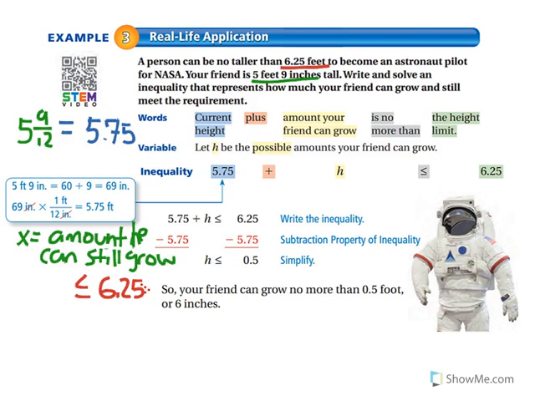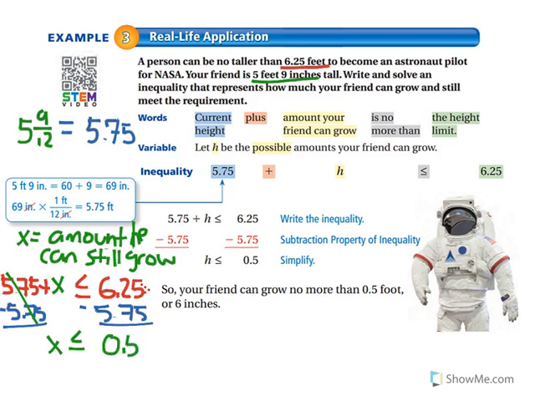And now I'm going to look at what is his current height. Well, his current height is 5.75, and he can still grow the unknown amount, which is x. Once we do that, we can go ahead and undo this problem. So we're going to subtract 5.75 from both sides. And when we do that, we're left with x is less than or equal to 0.5.